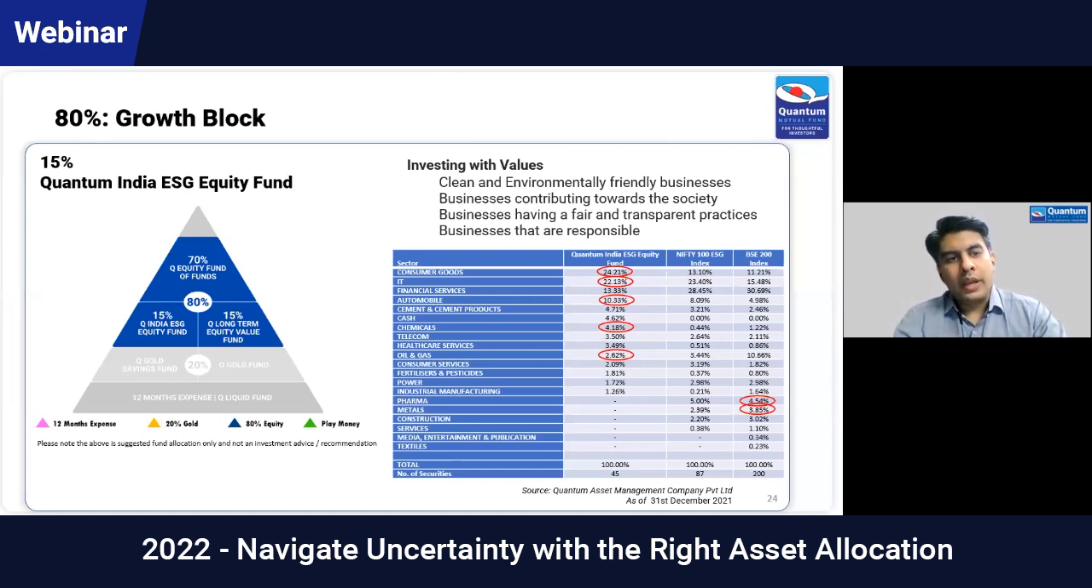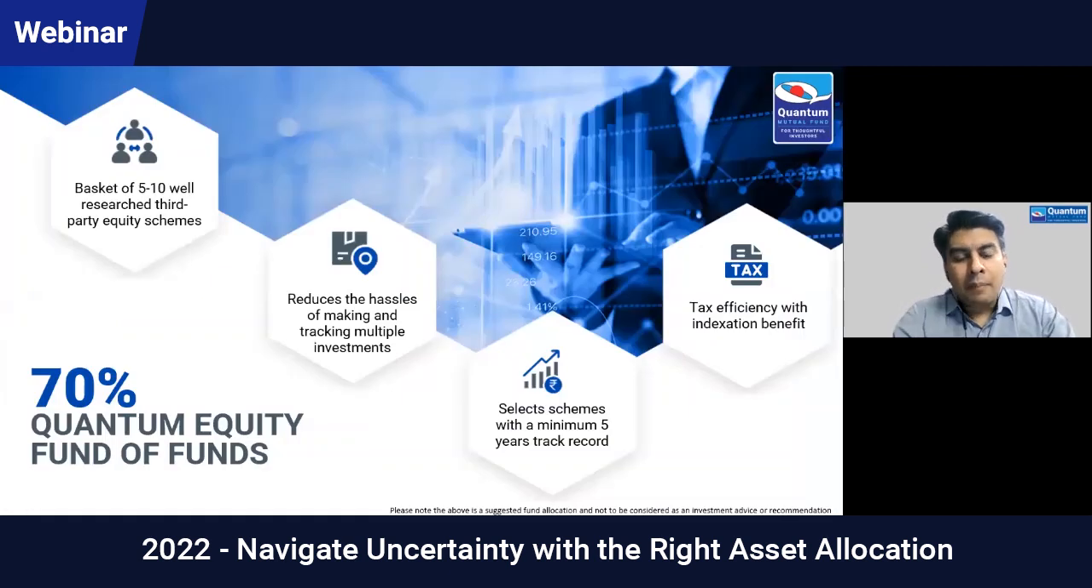So you could look at a 15% allocation to this fund, and the bulk, 70% to 80%, should be in the Quantum equity fund of funds. It's a basket of equity funds. We have 9 equity funds in the portfolio. You don't have to track each and every fund. We do it on your behalf.